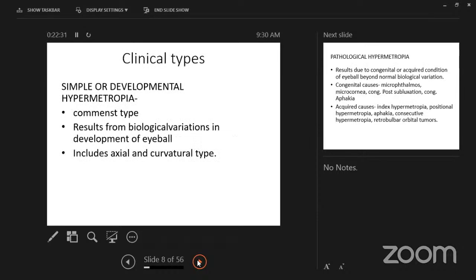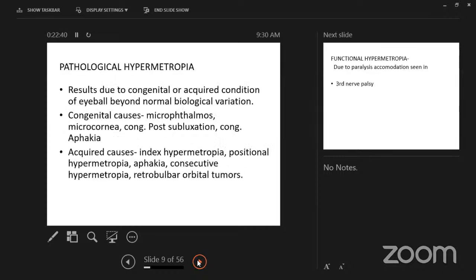Clinical types of hypermetropia: first, simple or developmental type, being the commonest, results from the normal biological variation in the development of the eyeball. Then pathological hypermetropia is beyond the normal biological variation in the development. It has congenital causes and acquired causes. Congenital causes include congenital cornea plana or subluxation of the lens, and acquired causes include positional hypermetropia and consecutive hypermetropia.